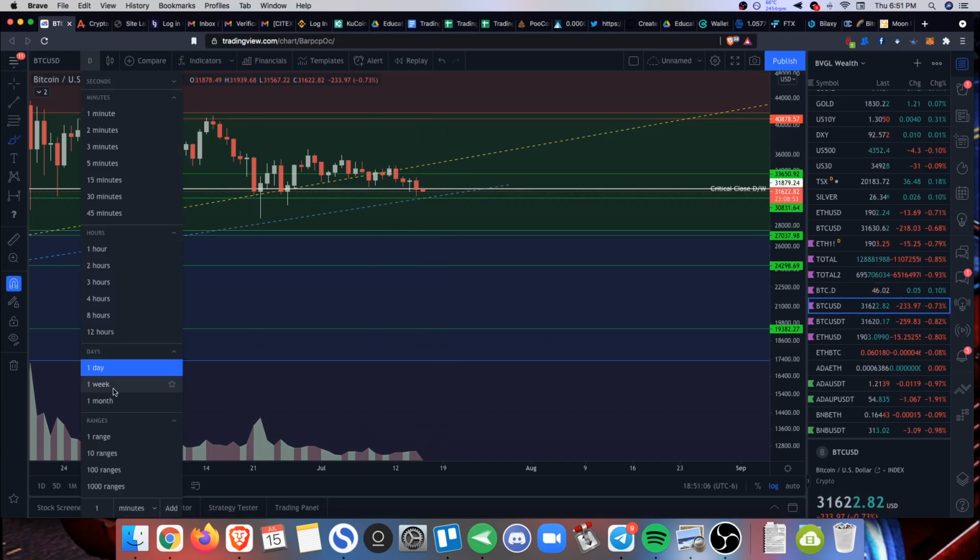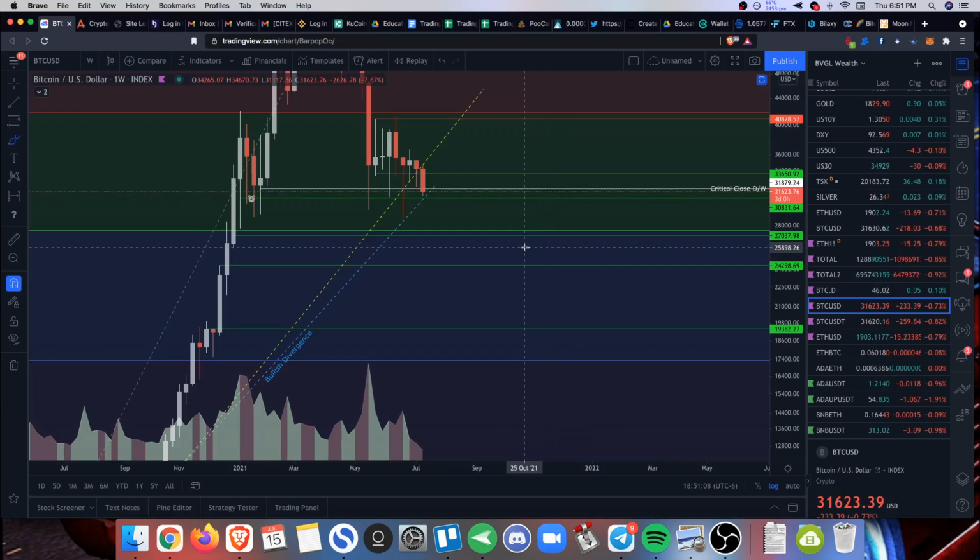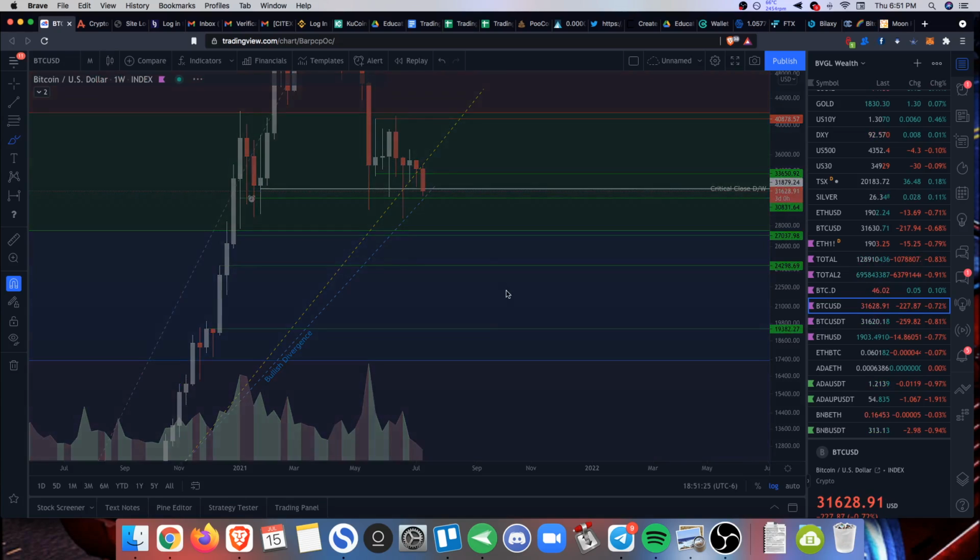Which is right in time for this weekly. It's not proven. It's not 100%, but closing below a support line on the weekly is not good. That's an early sign. We will get a reaction from that, but that's an early sign that we're going lower. Same thing with the monthly.